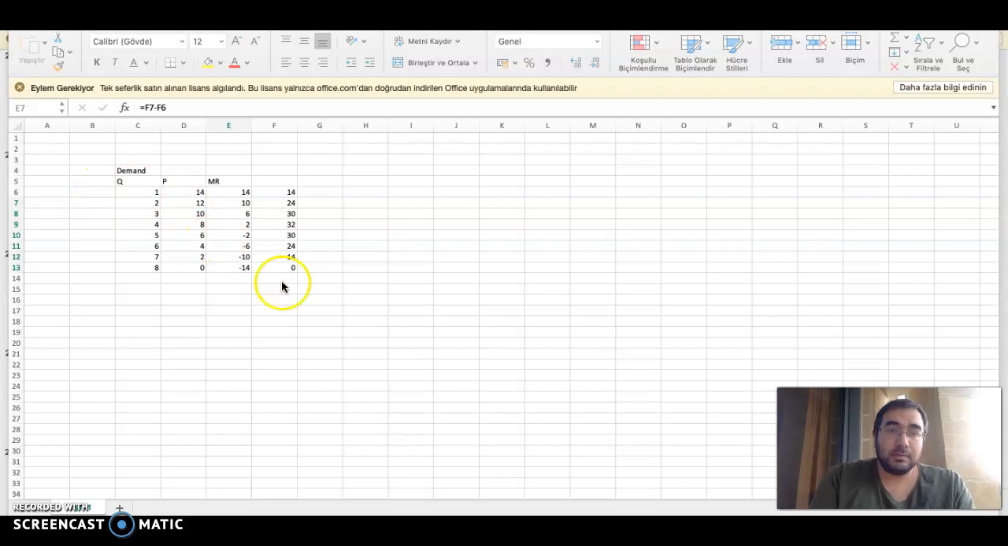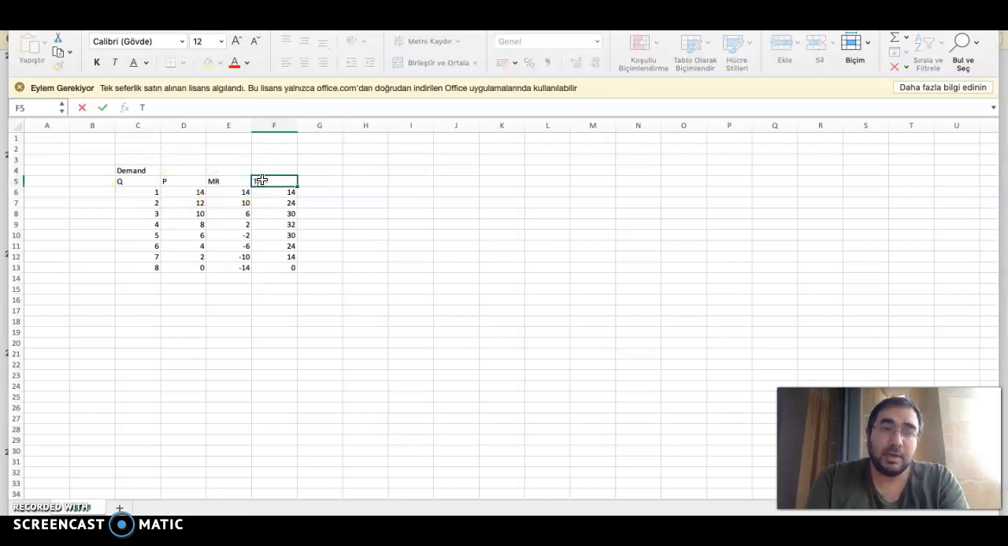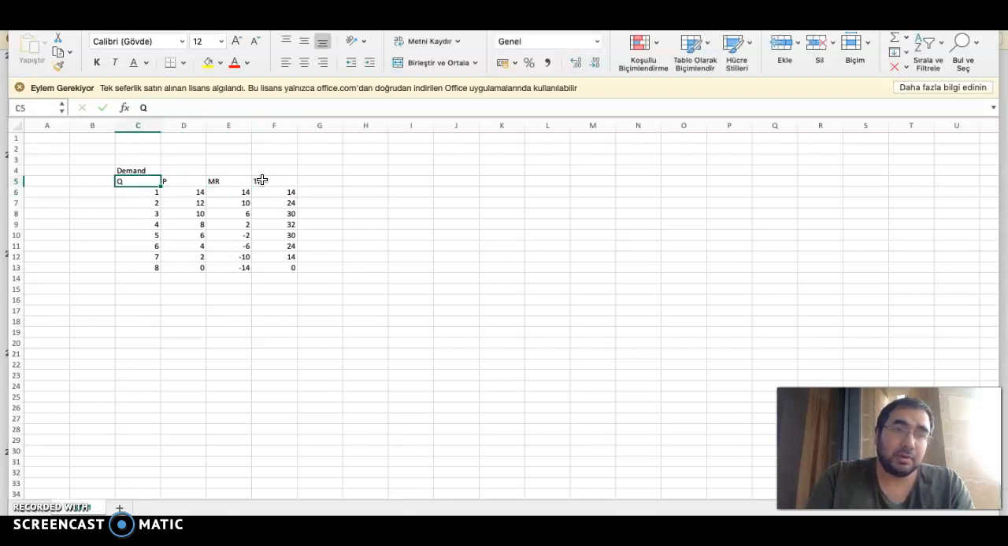And now I want to briefly show you how the demand and marginal revenue curves will look different in case of a monopoly. I have calculated the marginal revenue. This is total revenue, by the way, and marginal revenue and price and quantity here.